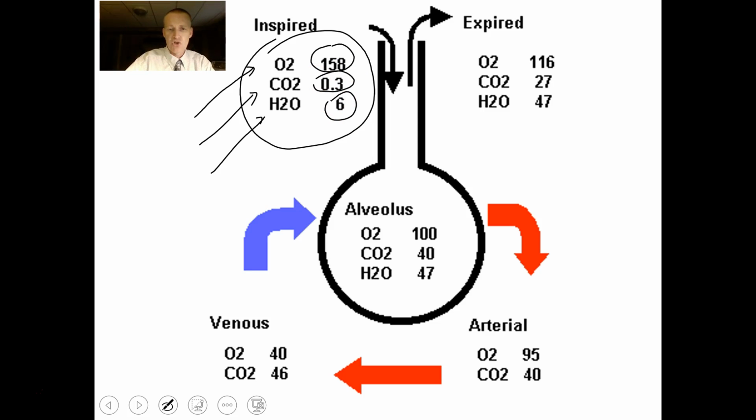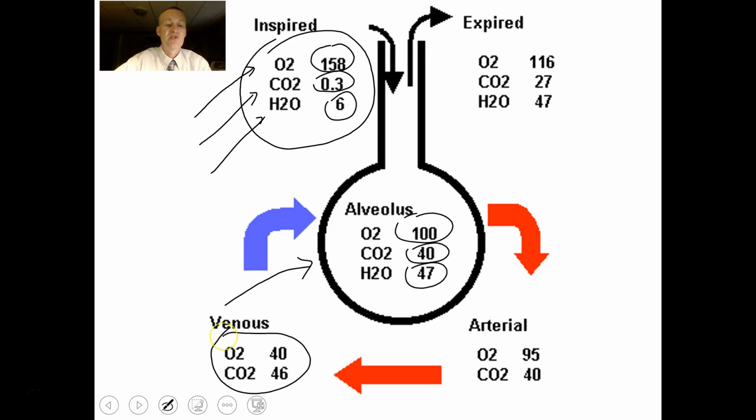If we get down to the alveolus, oxygen is about 100, carbon dioxide is 40, and the water vapor is increased to 47. So blood that's coming to the alveolus through a capillary has a composition of gases that normally looks like this: 40 millimeters of mercury oxygen and 46 millimeters of mercury carbon dioxide.